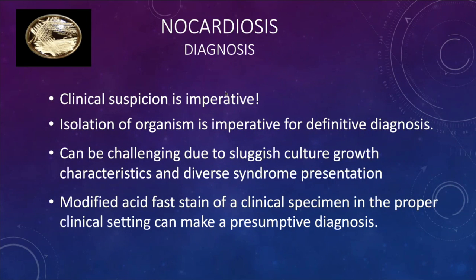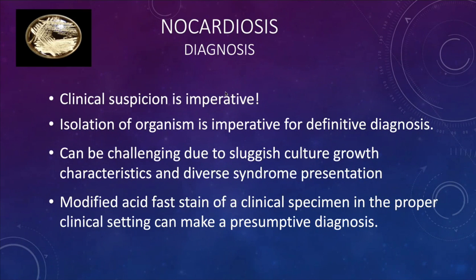So what about the diagnosis of nocardia? Well, number one, it's important to have a clinical suspicion. So if you have a patient who's immunocompromised, maybe they're on long-term steroids, and they present with pulmonary disease, or they have a CNS lesion, your clinical suspicion is very important. Isolation of the organism is really imperative for definitive diagnosis, meaning that nocardia is a disease that's diagnosed by isolating the pathogen. There aren't really a lot of other indirect methods of making a diagnosis.